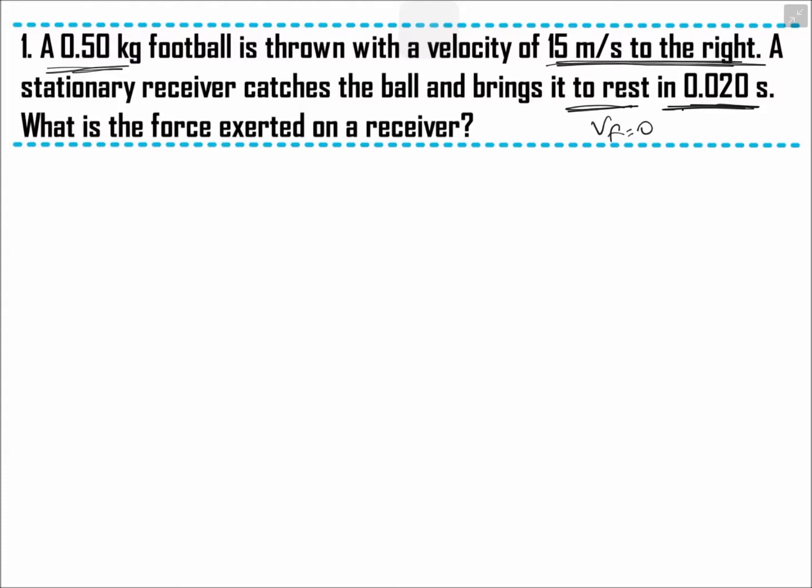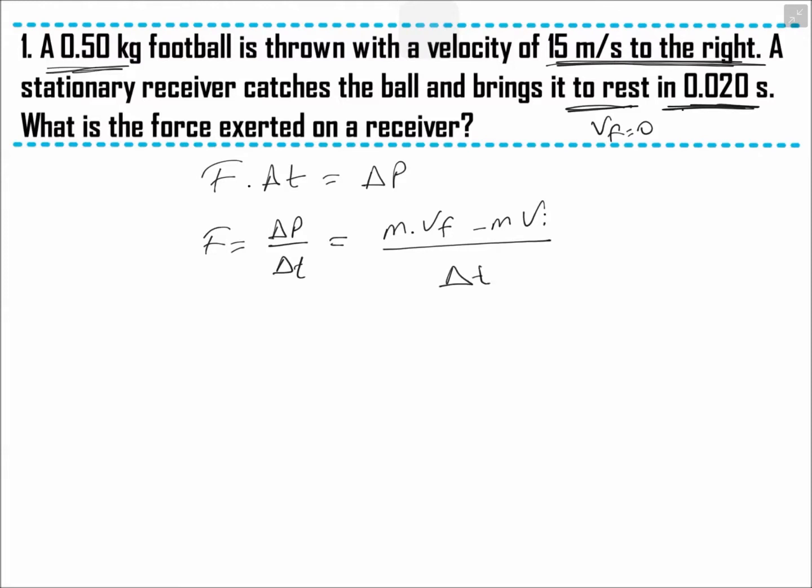So we have to use the momentum impulse theorem: F times delta t equals delta p. It's asking what the force is, so force equals delta p over delta t. Delta p means m times v final minus m times v initial, over delta t.